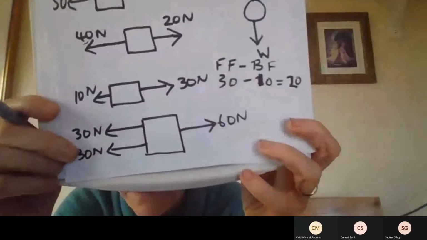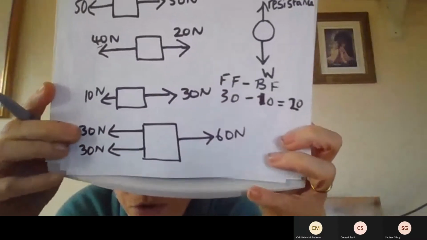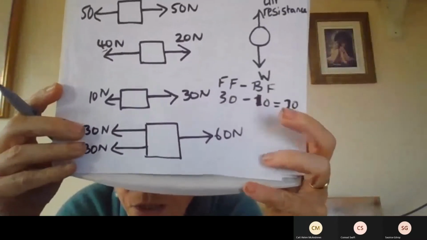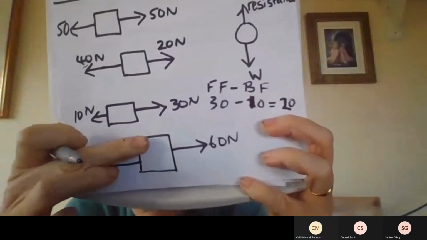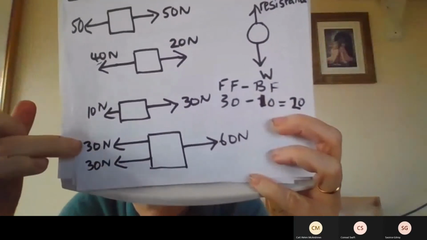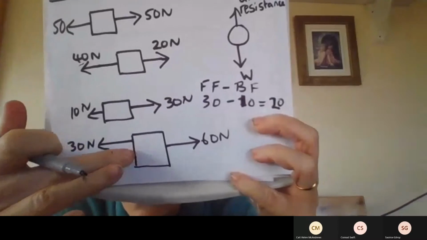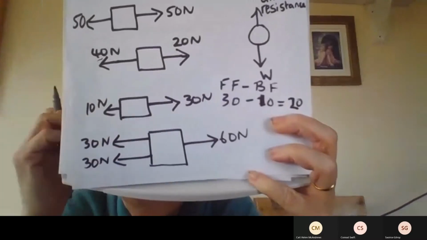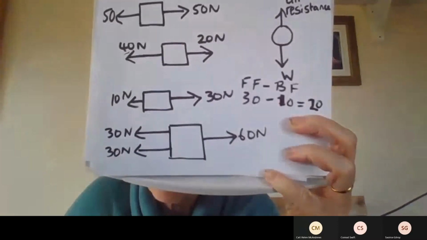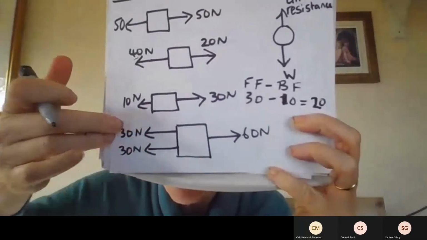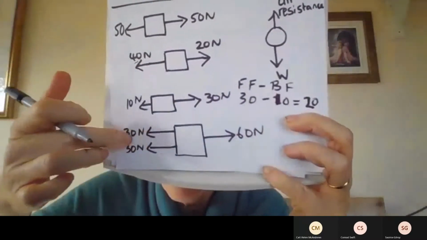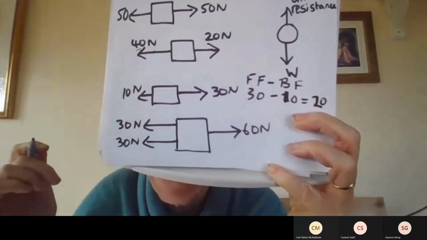What about the bottom example? Because sometimes you don't just have one force going in each direction. So you've got a forward force of 60 newtons, but look, you've got 30 newtons cancelling out the 60 newtons there, 30 newtons cancelling out the 60 newtons there. So there's a total backward force of 60 newtons. So 60 newtons this way, 60 newtons that way. They balance and cancel out.